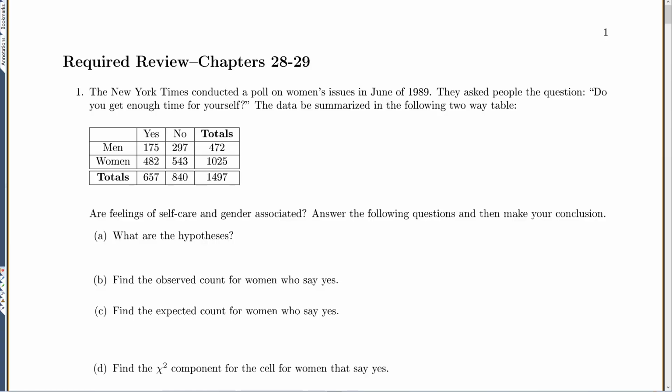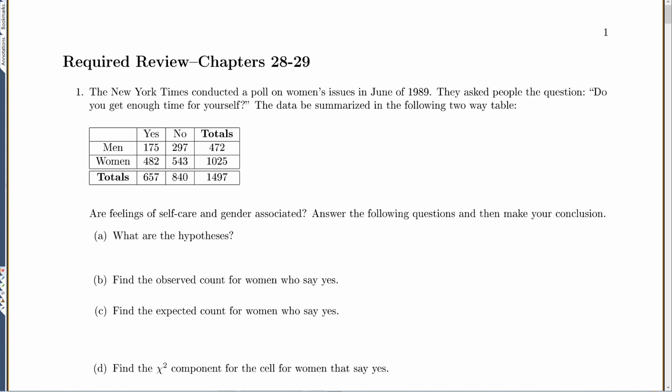This is a required review for chapters 28 through 29, mostly for 28. We're going to do one of each kind of the chi-square test. So our first one says, the New York Times conducted a poll on women's issues. They asked people the question, do you get enough time for yourself? And the data can be summarized in the following two-way table.